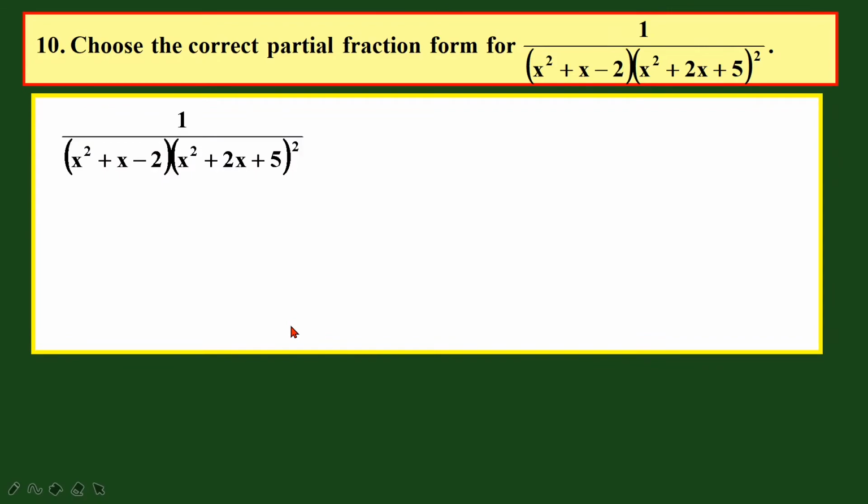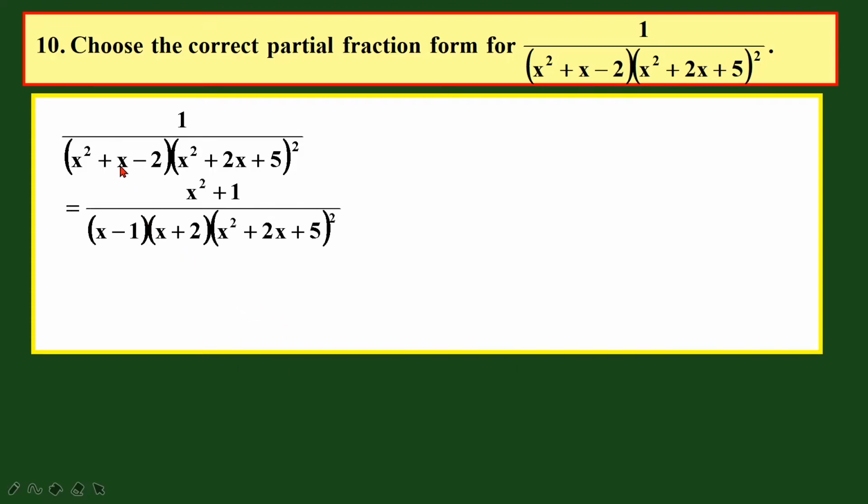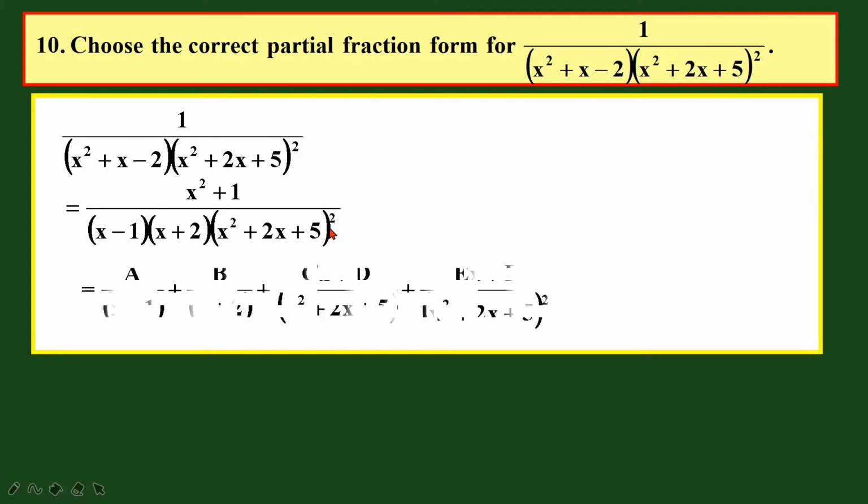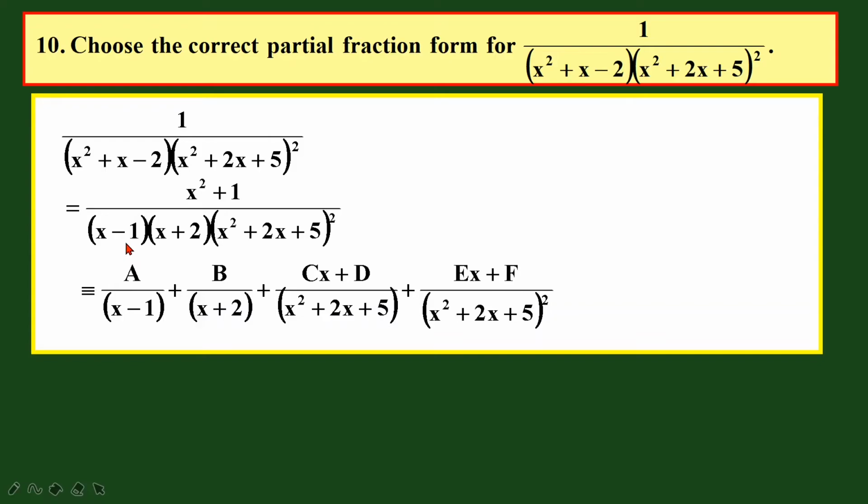How about this one? Can you factorize them? Yeah, the first part can be factorized. The second part is a quadratic, and this quadratic has a repetition. For cases like this, the format that you're going to need is a over the first denominator, b over the second linear denominator, and for the quadratic, I will have cx plus d. But because this is a repetition, for the first one I don't have a square, but for the second one, I have a square.